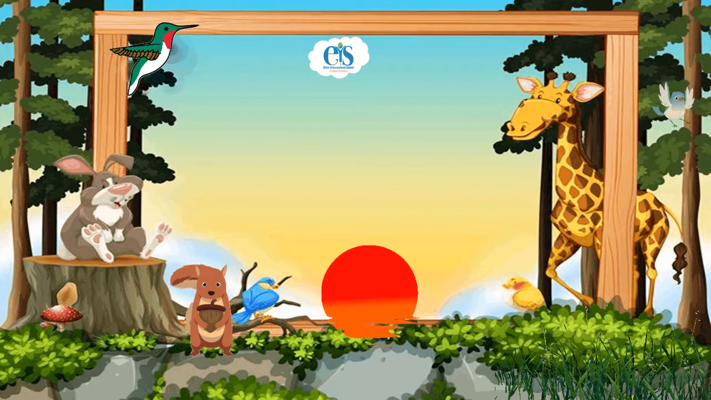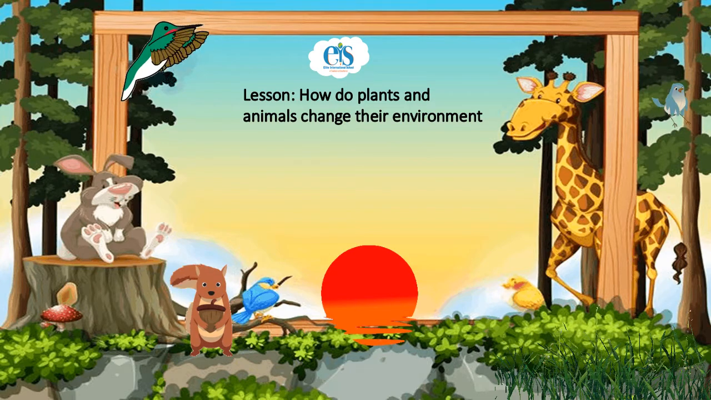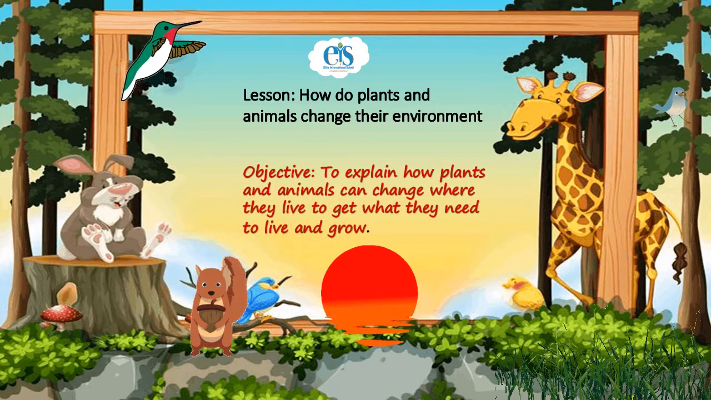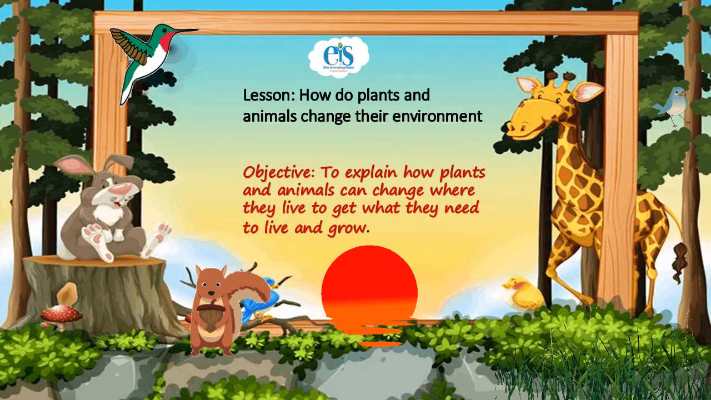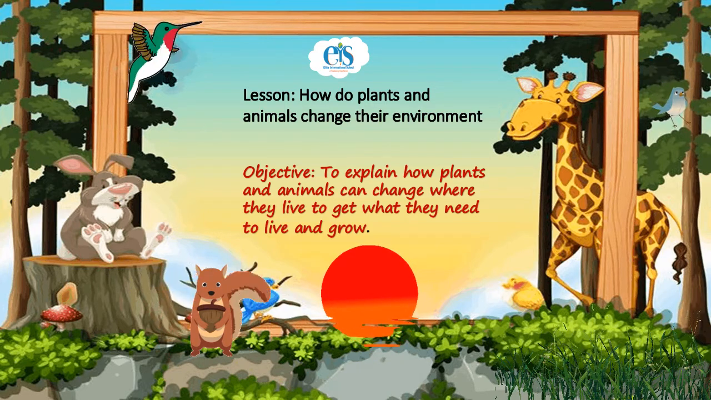In today's lesson in science, we will still be talking about how plants and animals change their environment. The objective of our lesson is to explain how plants and animals can change where they live to get what they need to live and grow. So, let's get started with our lesson.